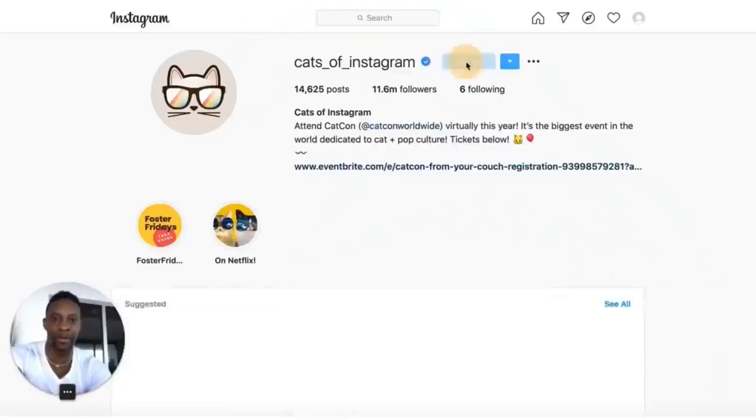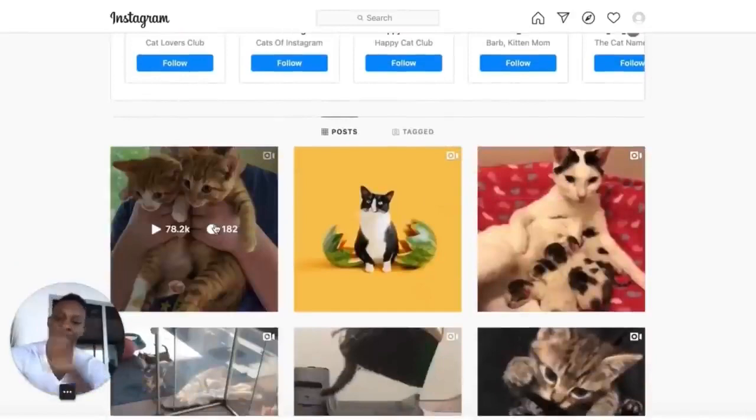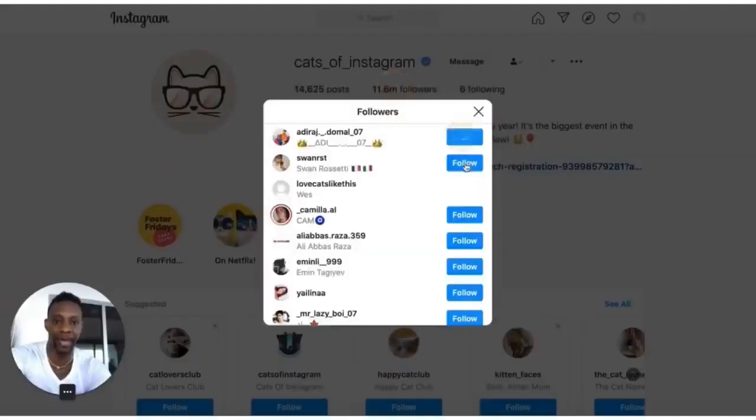And the reason why, this is what we're gonna do. So we're gonna follow this page. And not only that, we're gonna go to this 11.6 million followers. Now it's important to do that because we only wanna follow pages that have a lot of followers and have a lot of engagement, right? And I'm gonna explain why that's important as you watch the video now, okay? Makes sense? So we're gonna click on the followers here. I'm gonna start to follow.